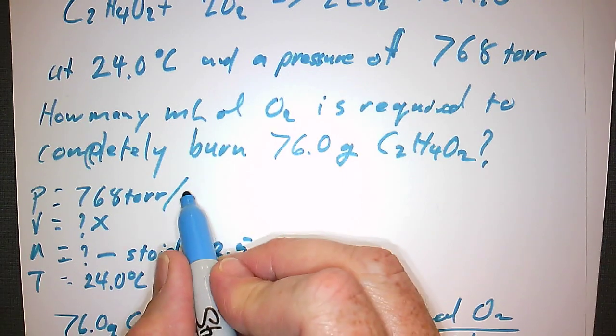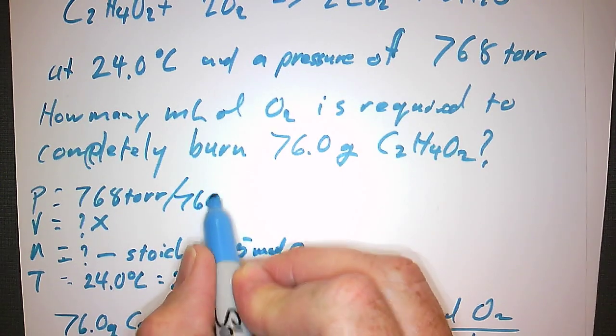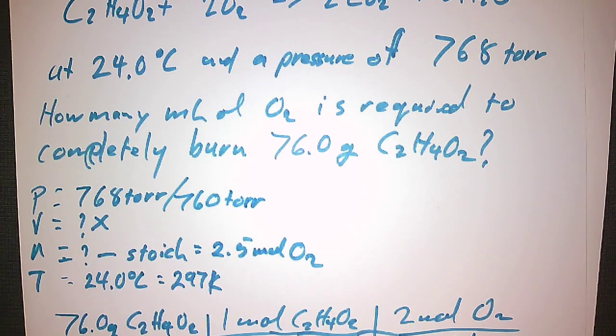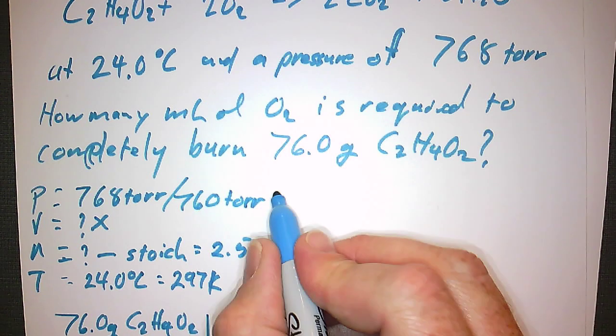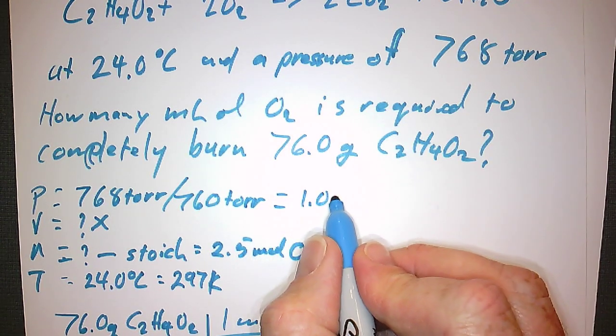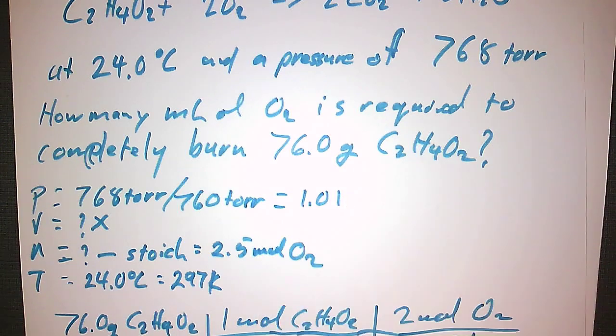760 torr, or 768 torr, we divide by 760 torr to get it to ATM, because again, in PV equals nRT, we have to have ATM. Which would be 1.0 something, right? 1.0105, so we'll just go 1.01, that's plenty, because we only had 3 sig figs here, I'm happy.